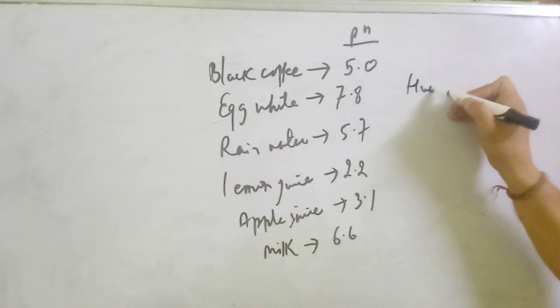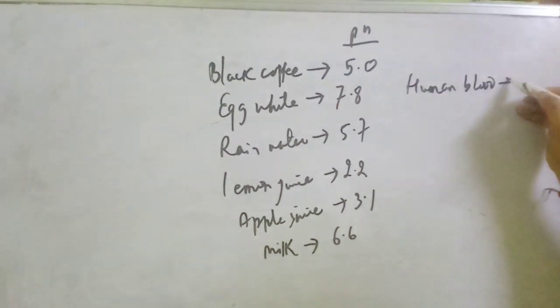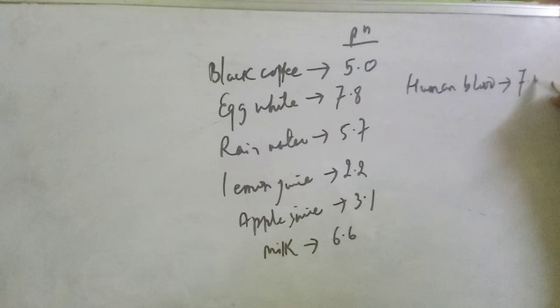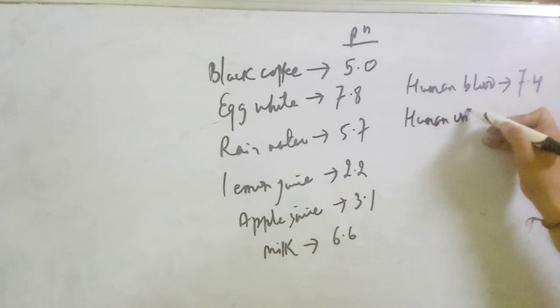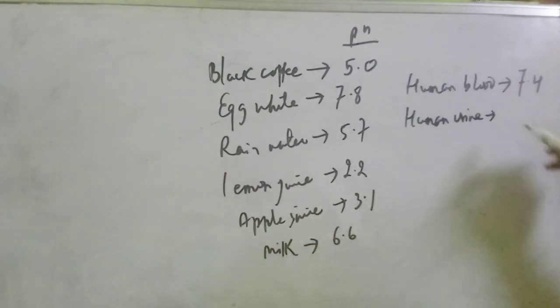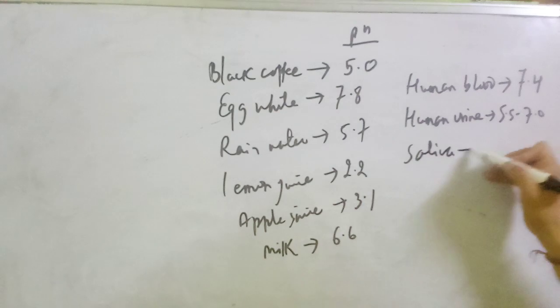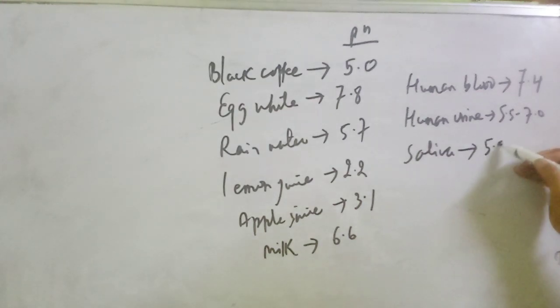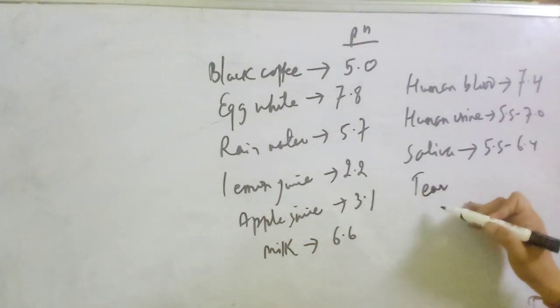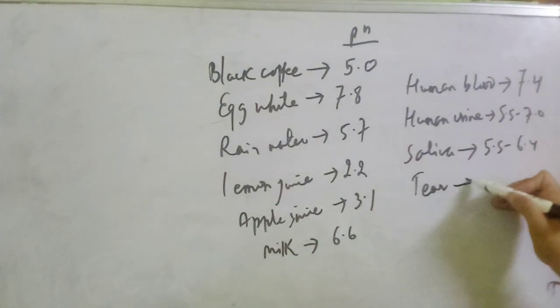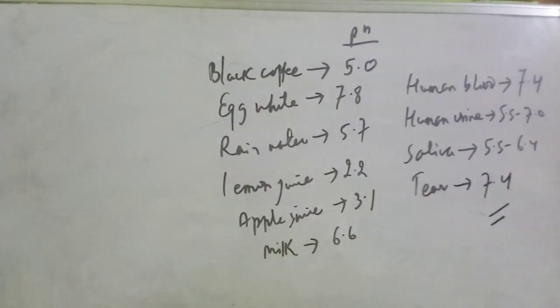Similarly, what is the pH of human blood? Human blood definitely has a constant pH, that is 7.4. It is slightly alkaline. And human urine may have a range of pH, that is 5.5 to 7.0, but it must be in the acidic range. It should not be alkaline. Let's say saliva. Human saliva has a pH range of 5.5 to 6.4. Similarly, human tears have a pH of 7.4. So these are the pH values of common fluids.